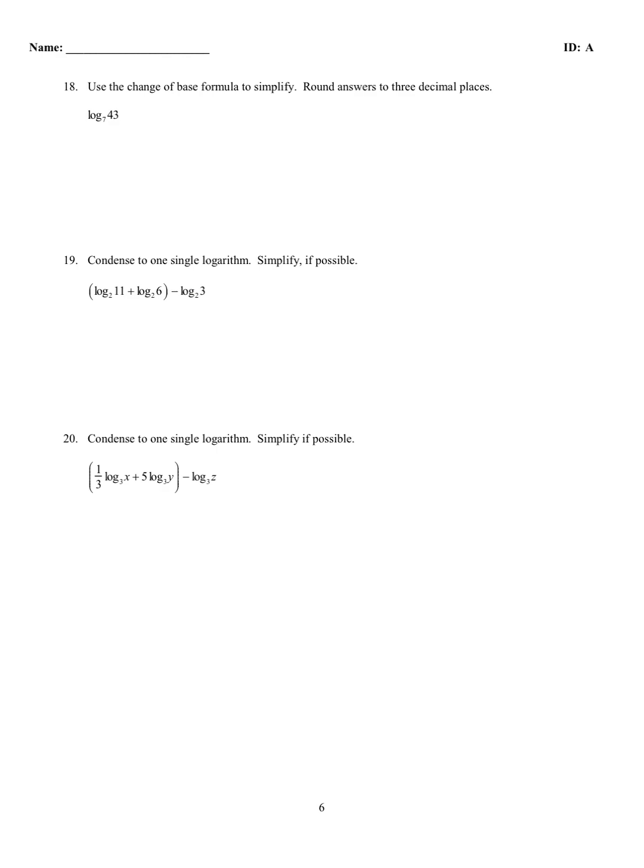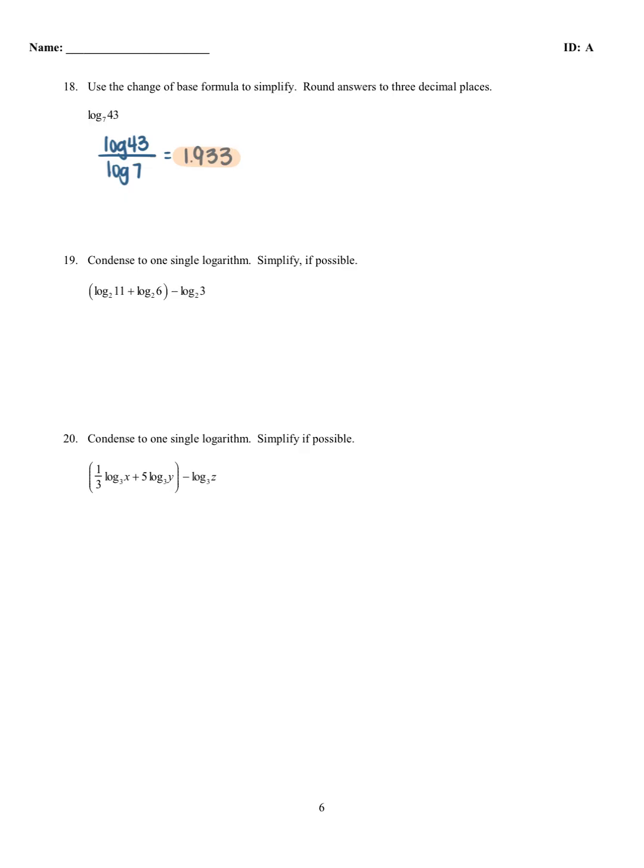For 18, you're going to use your calculator with the change of base formula to simplify and round to 3 decimal places. It gives you log 7 of 43, so we're going to take the log of 43 and divide it by the log of 7. This should give us 1.933.